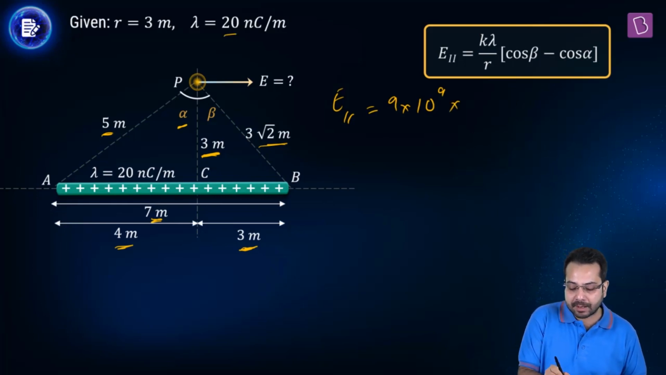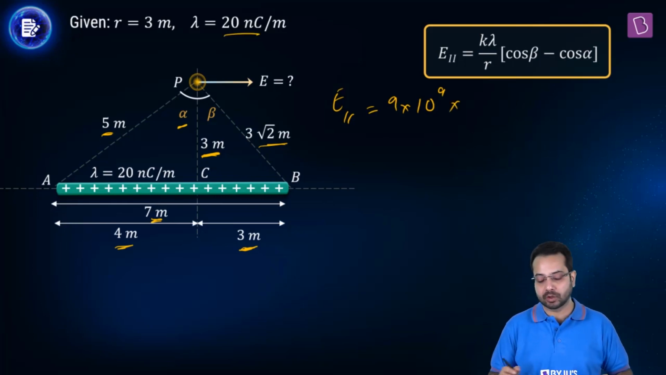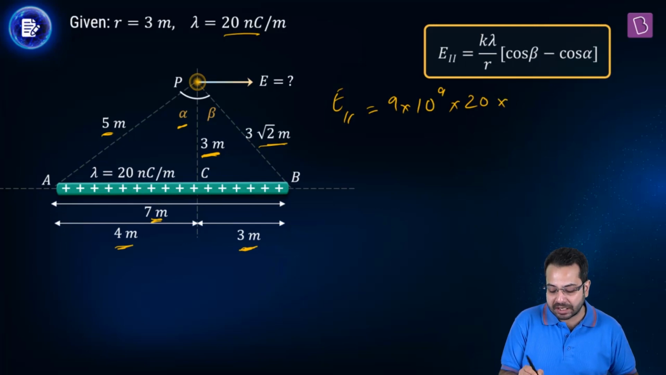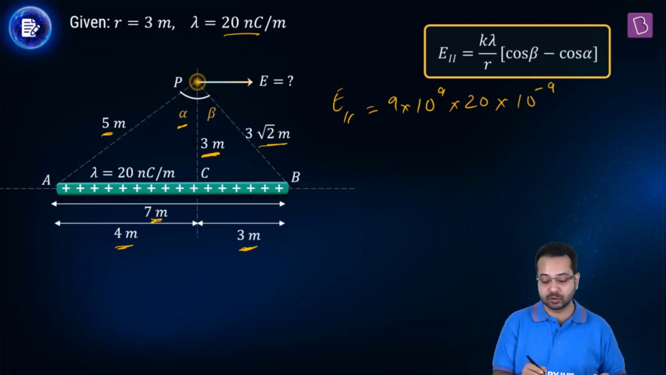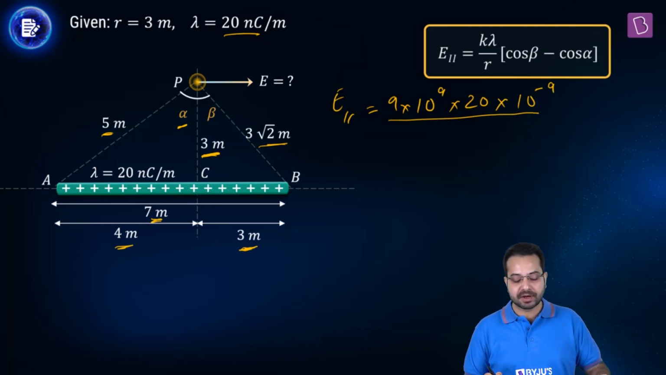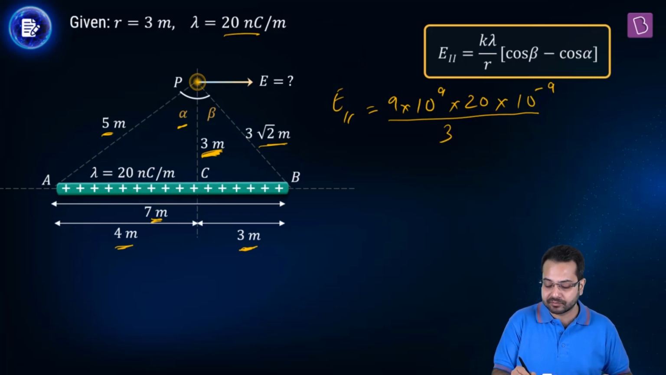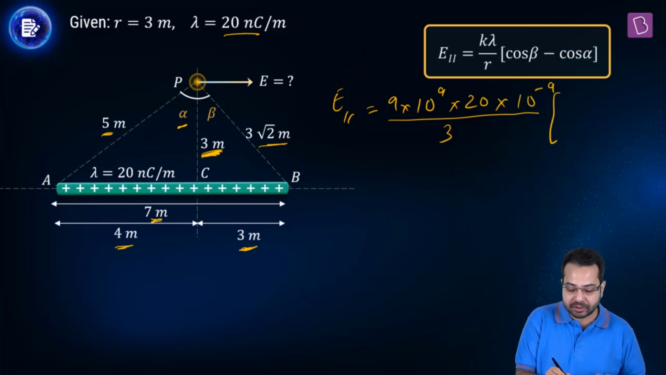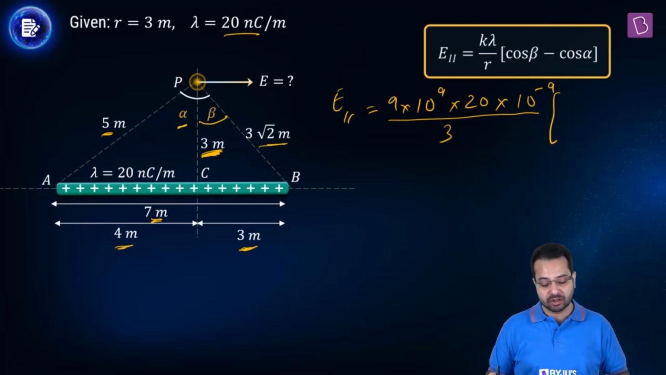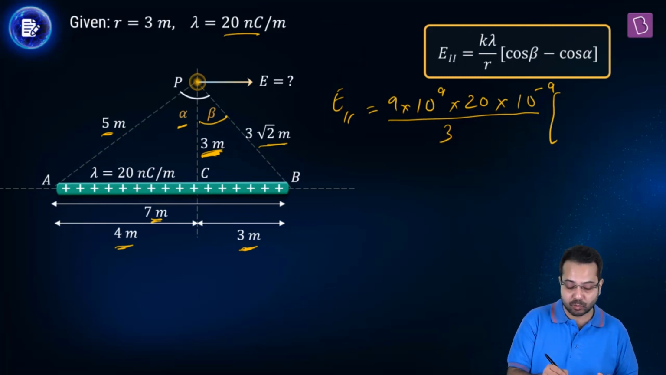What is the value of lambda? Lambda is 20 nanocoulomb per meter. So 20, but this is nanocoulomb, so 10 to the power minus 9 coulomb. Always use SI units. Divided by R. What is R? R is this perpendicular distance, which is 3. And then we have cos beta. Now, in order to calculate cos beta, what do we need? We need base by hypotenuse. What is base?